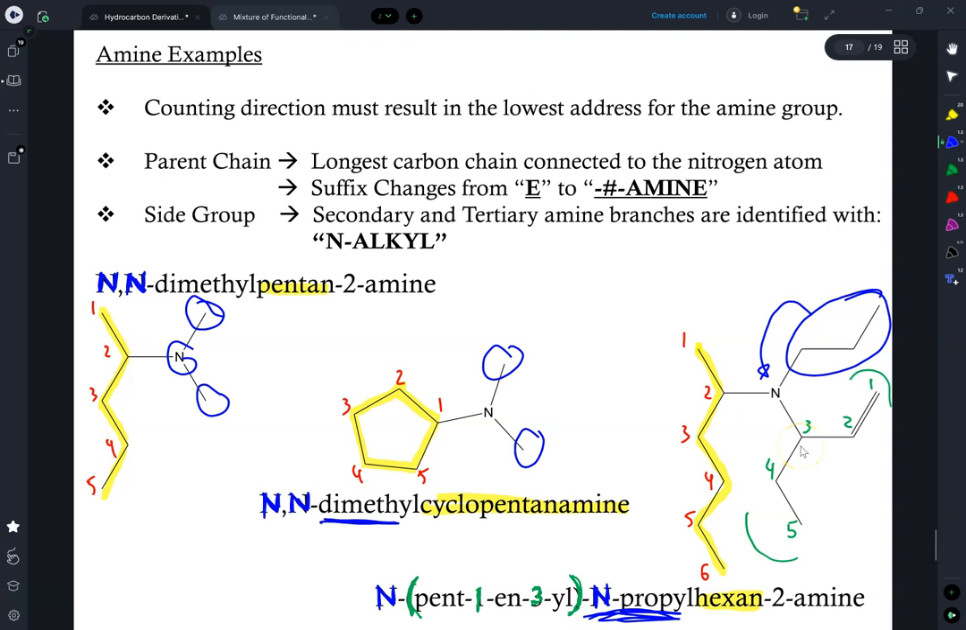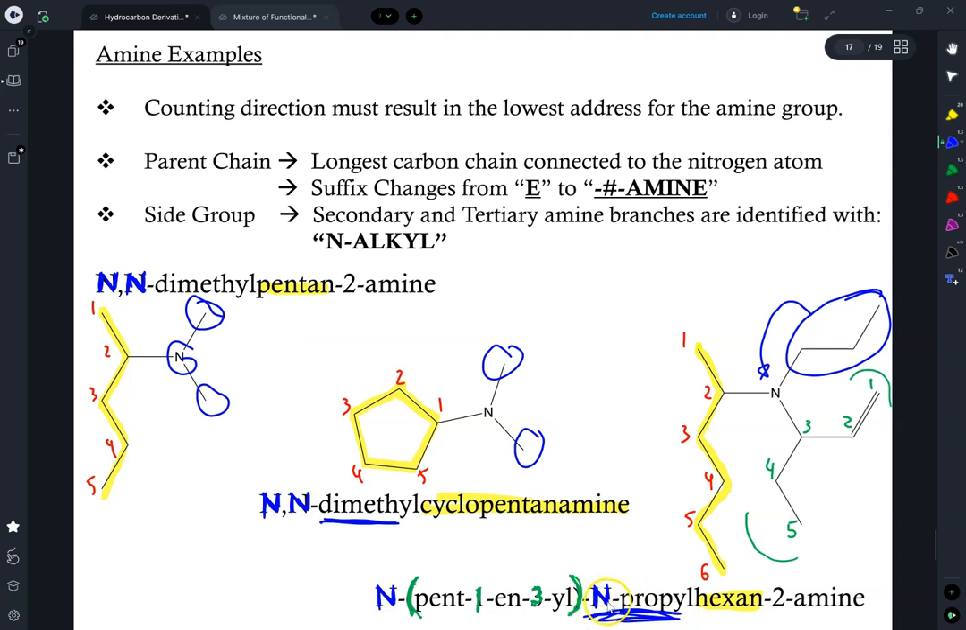So we need a tiebreaker. The next tiebreaker would be the double bond. Give it the lowest number. In this case, the lowest number we can give it would be a 1, which is why we have 1-ene to show the double bond location, and 3-yl to show the attachment site to the parent chain, or in this case, the amine. Alright, so hopefully this makes sense.